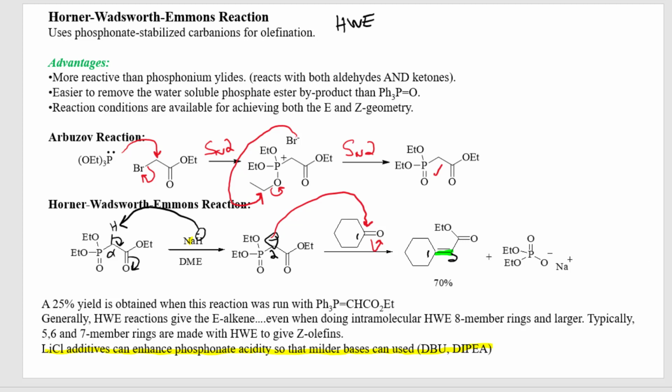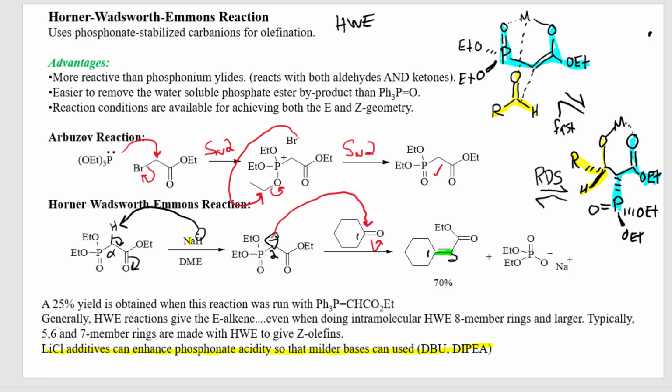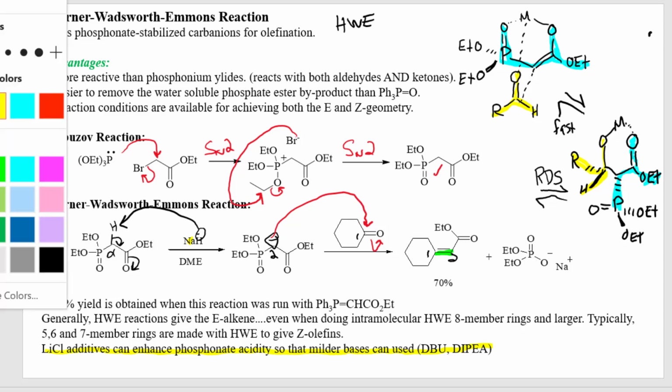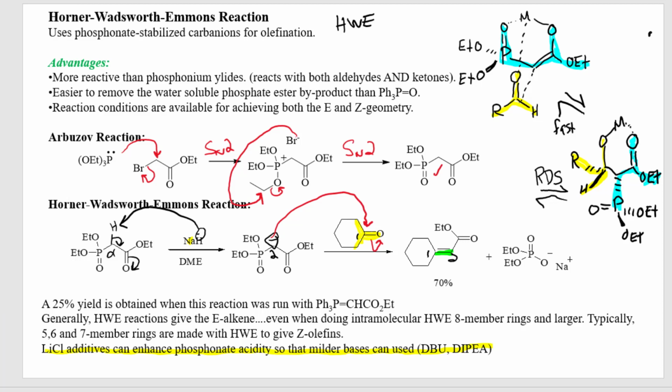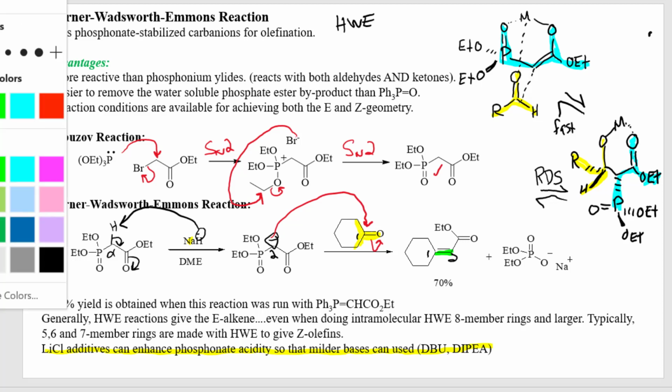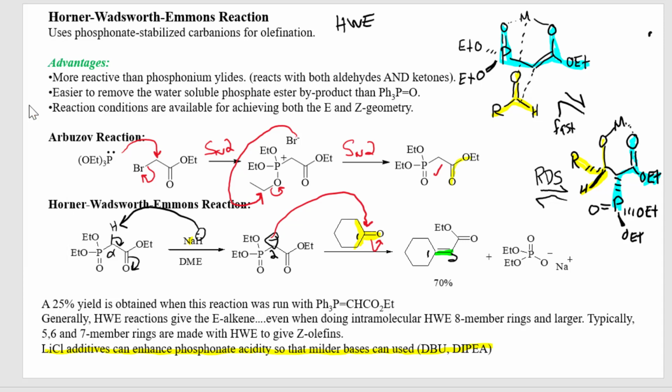Now, how does this work? Well, I'm just going to give you a very brief overview of this. If I color code my systems, where my carbonyl is in yellow and the phosphonium species is in blue, okay, when those interact, you can see I have the enolate written of the ylide. The metal, in this case, will be the sodium or the lithium.